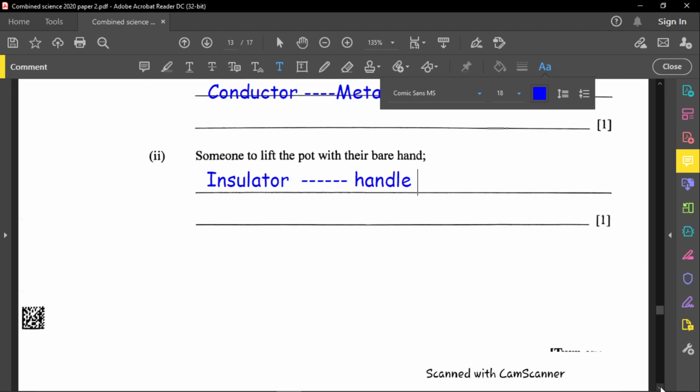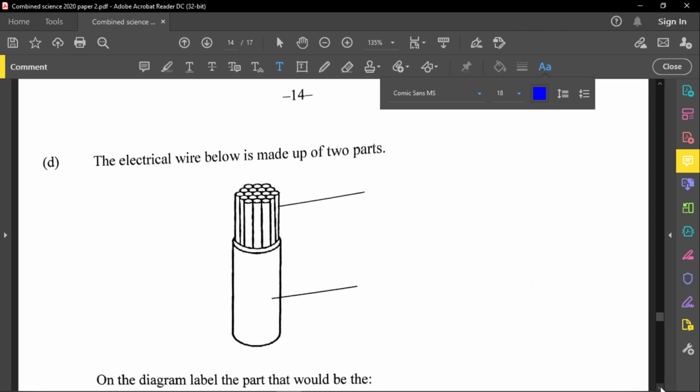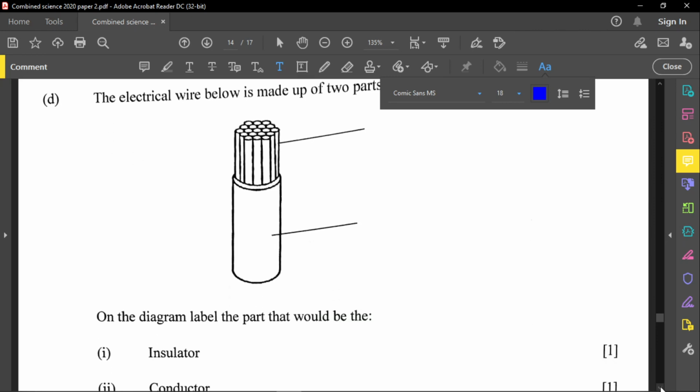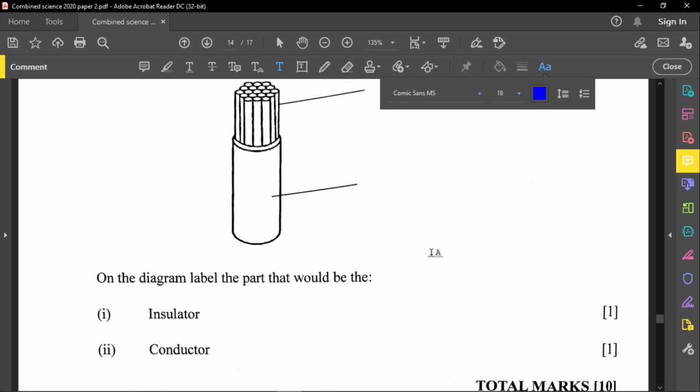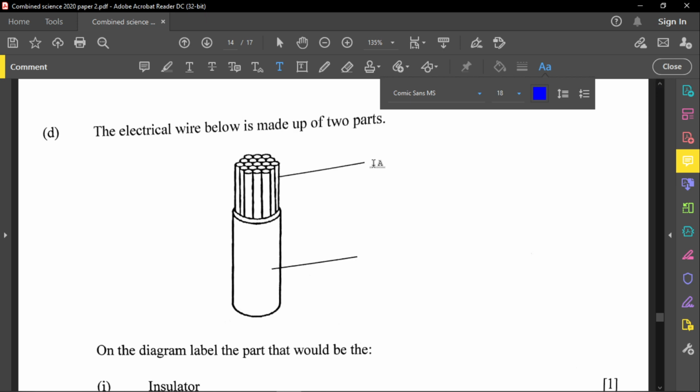And so let's jump into the next part of the question here. It said the electrical wire below is made up of 2 parts. On the diagram, label the part that would be insulator and conductor. So this piece here, the wire itself, the metallic part, that's the conductor of electricity. The outer part is normally rubber, and so this is an insulator. All right, so there we have it.